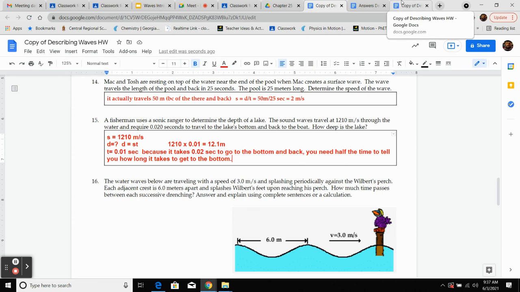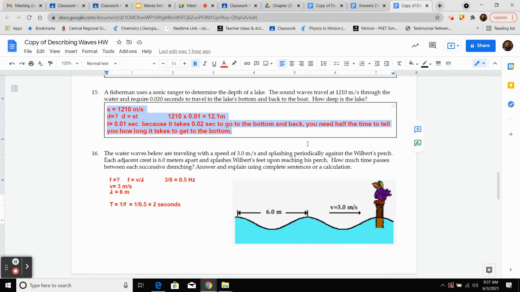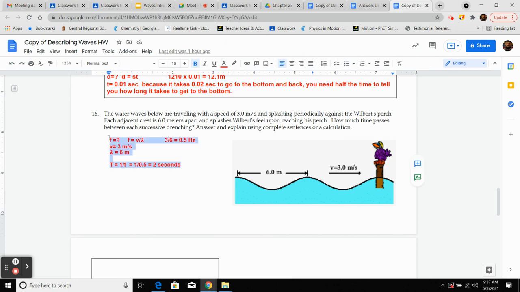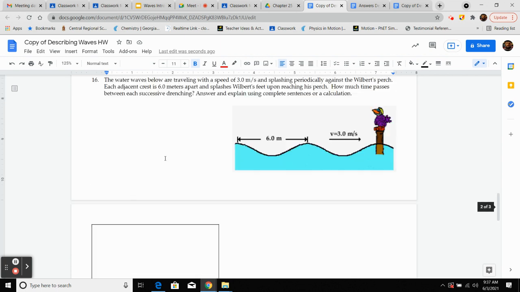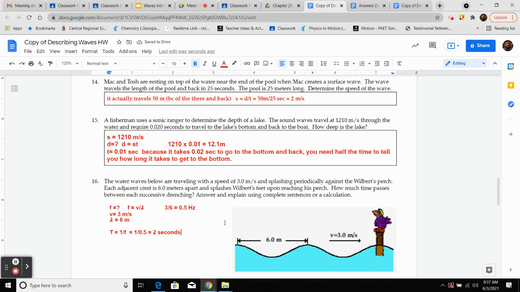All right, and then the last one. Just want to hit the last one real quick so you guys have time to copy it down. Okay. So in the last one, they're telling us that this water wave moves at a velocity of 3 meters per second. So we have v. The distance from one crest to the next is 6 meters. So that's our wavelength. So we have velocity is 3, wavelength is 6. They want to know how much time is passing between each of these.